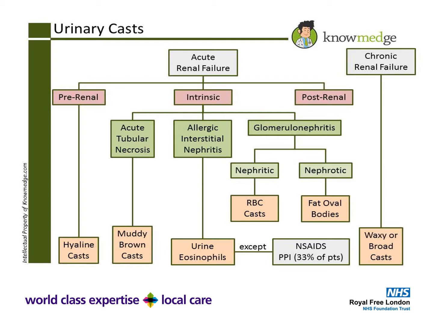So in pre-renal failure you may see hyaline casts. If there's an intrinsic cause such as interstitial nephritis or tubular necrosis, you might see muddy brown casts in acute tubular necrosis and urine eosinophils in allergic interstitial nephritis. When you look at glomerulonephritides, you may see red blood cell casts in nephritic syndrome and fat oval bodies in nephrotic. In those patients who have chronic renal failure, you may see waxy or broad casts.